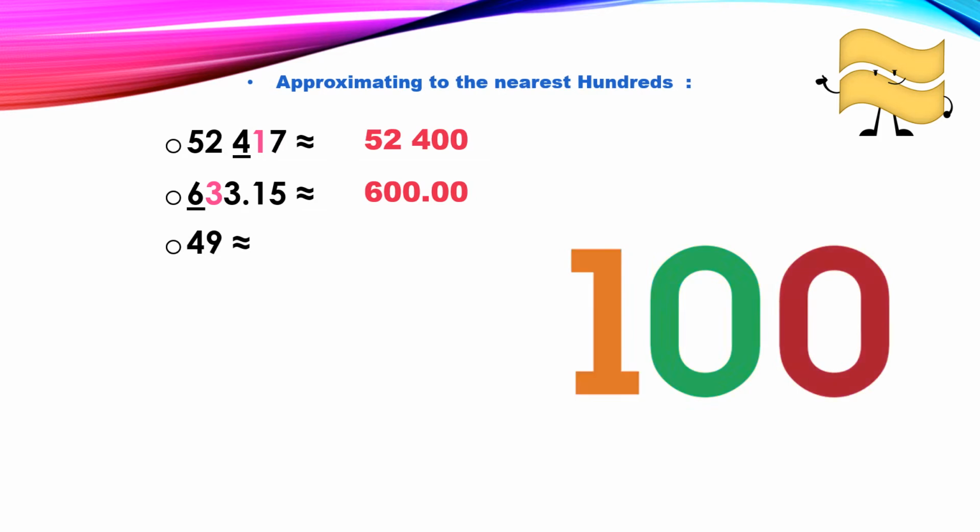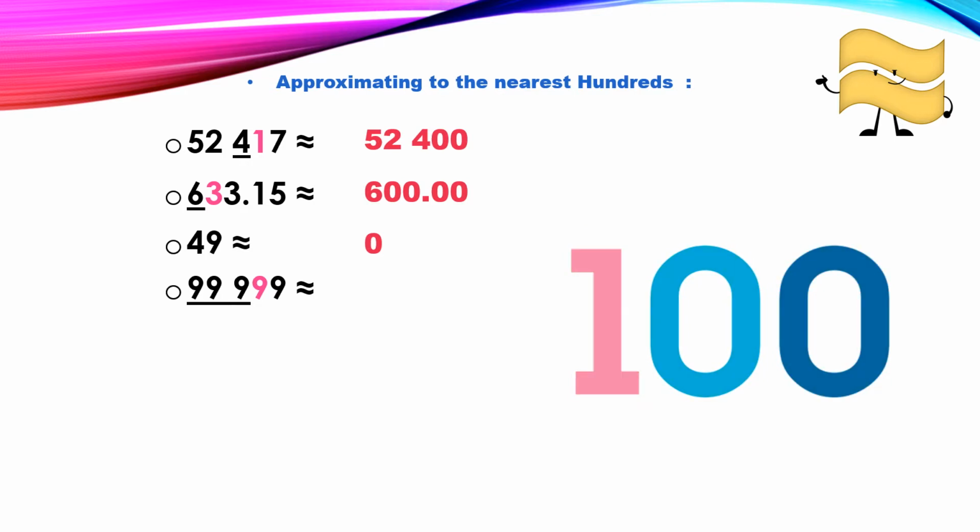Another question, 49. I don't have 100 place, but I have 10th place. What is the digit in 10th place? It's a 4. 4, poor or rich? It's poor, so the answer will be 0, directly.